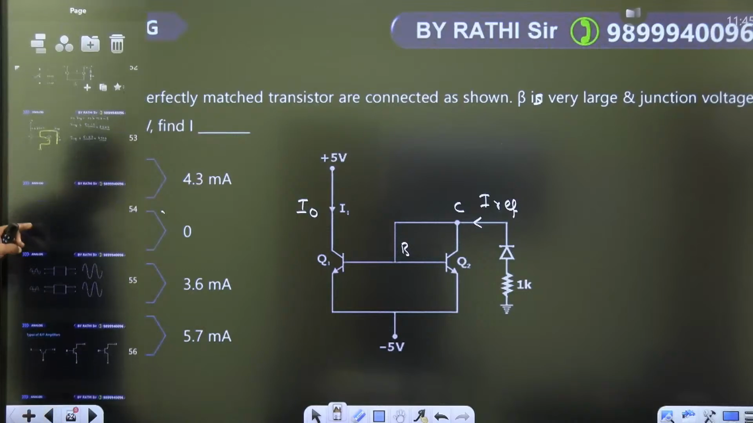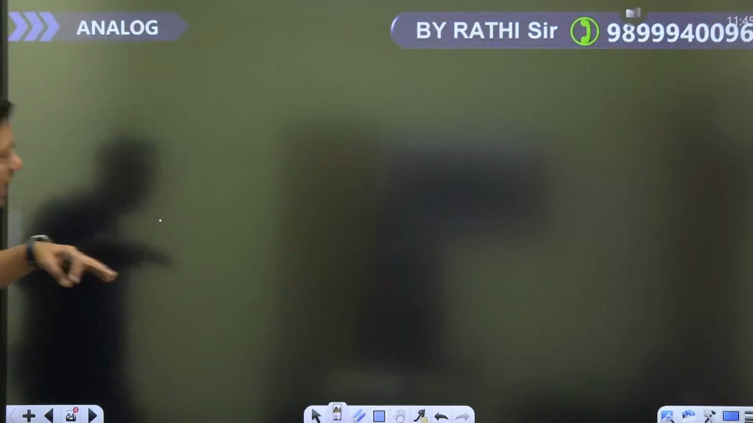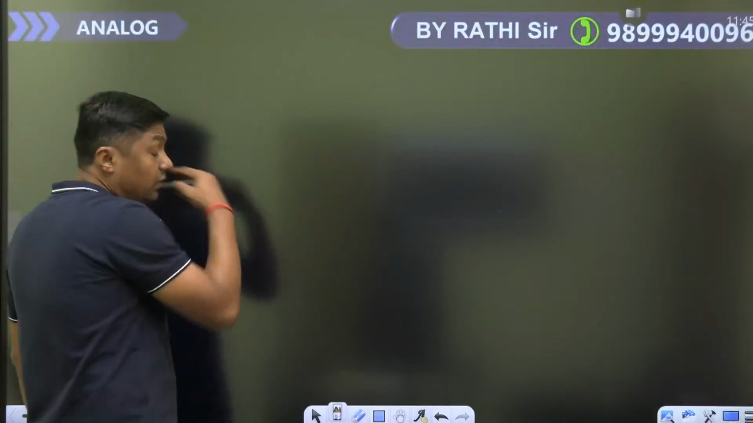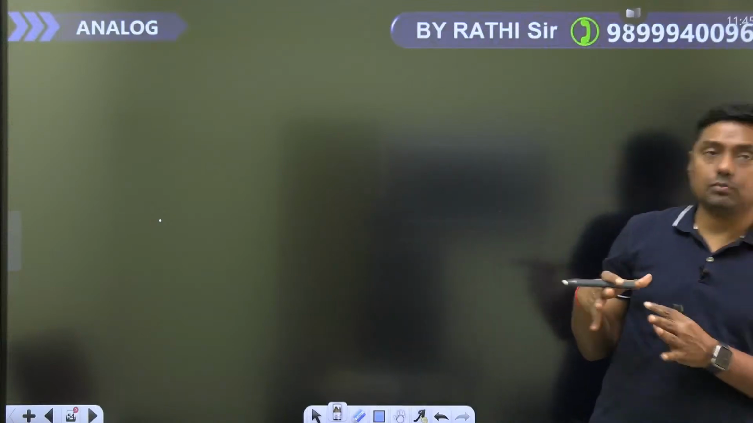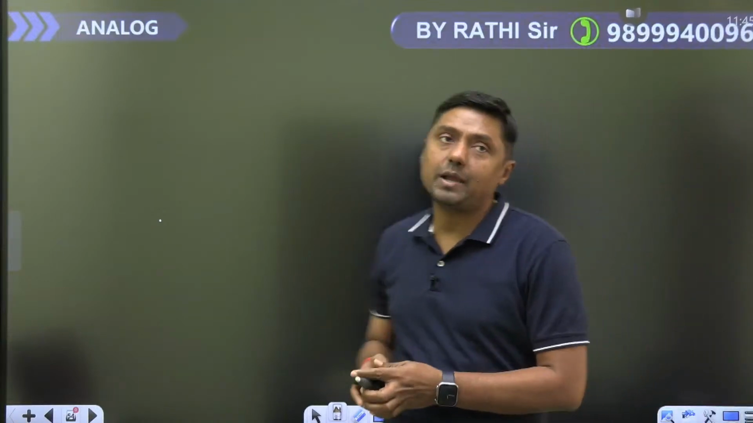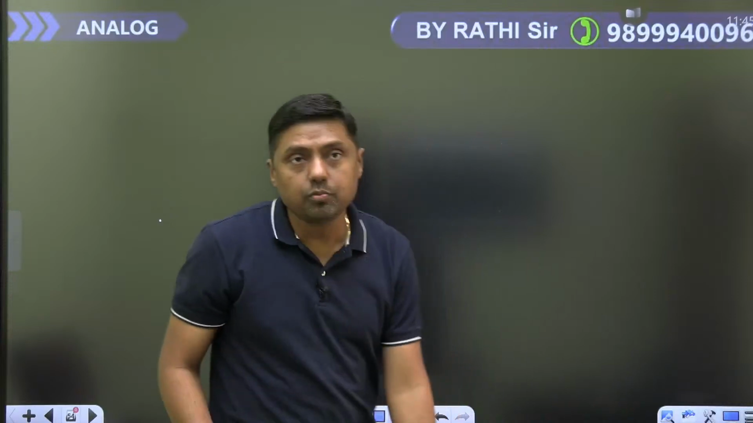Now, we have already learned about biasing. Then we have learned about the current mirror circuit. Now, amplification. What is amplification? What is the role of the hybrid model, pi model, and re model?